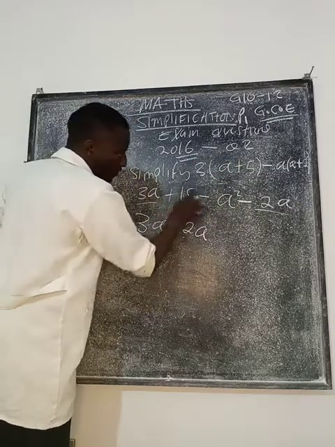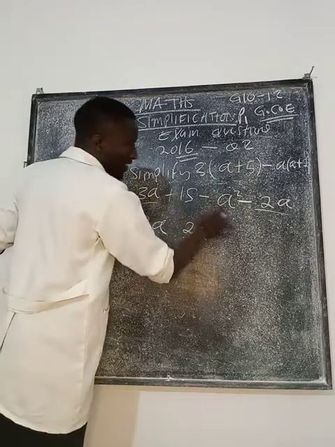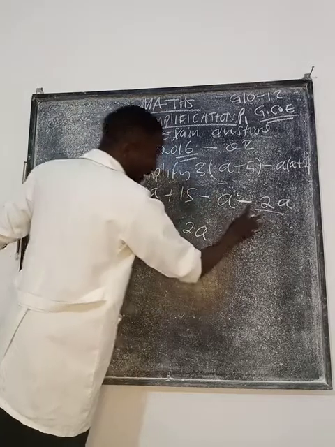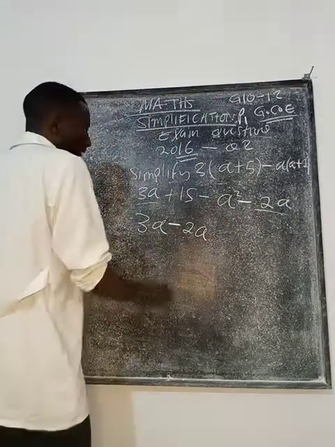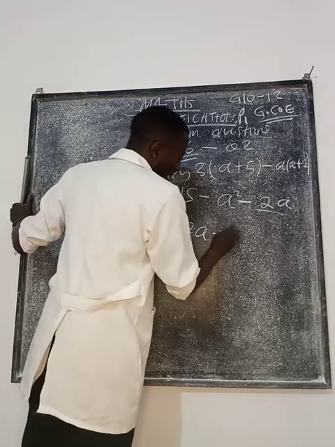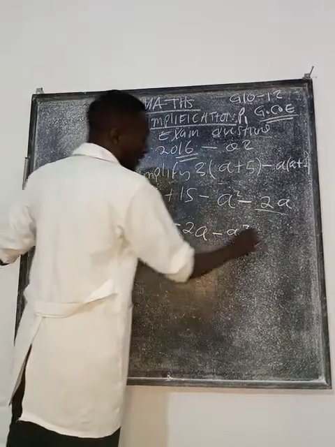So the sign of 15 is plus. The sign of a squared is minus. The sign of 2a is minus. It will still be minus. Don't change to positive. I'm repeating. Then you have a squared and 15.